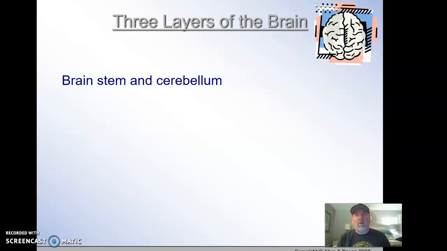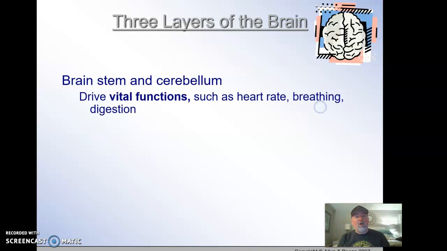So what parts of the brain are there? Instead of going through all the really, really small things, let's look at the three main parts. The brainstem and the cerebellum. This is the oldest part of the brain. This is the most basic part of the brain.